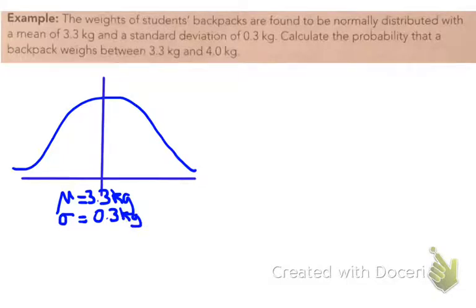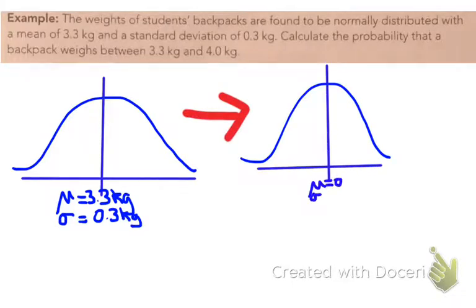Then what we've got to think is, what is it they're asking us to do? They want us to calculate a probability, which means we need to turn this distribution into a z distribution. So z distribution, remember, has a mean of 0 and a standard deviation of 1, and our formula to turn it from one to the other is z equals x minus mu over sigma. So that's taking an x distribution and turning it into the standard normal distribution.